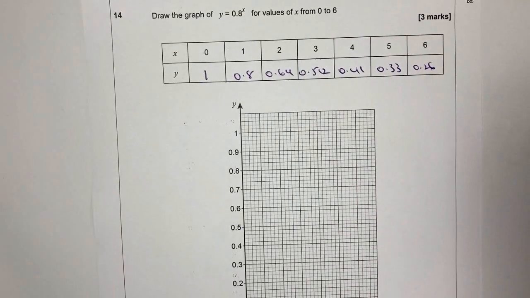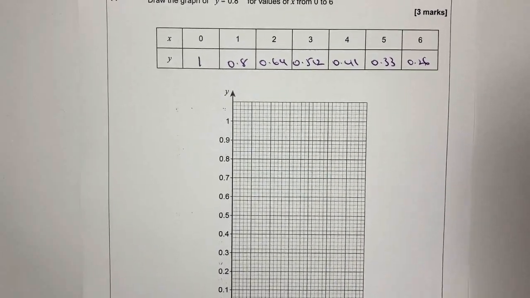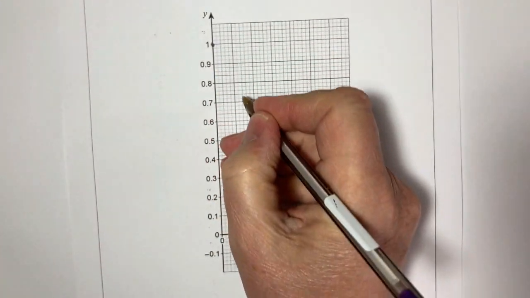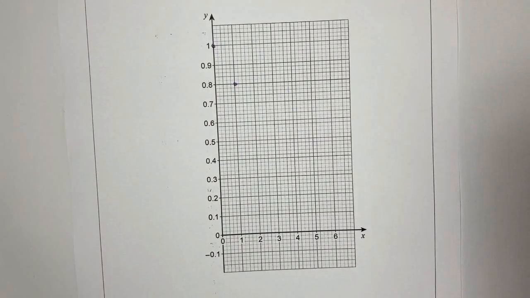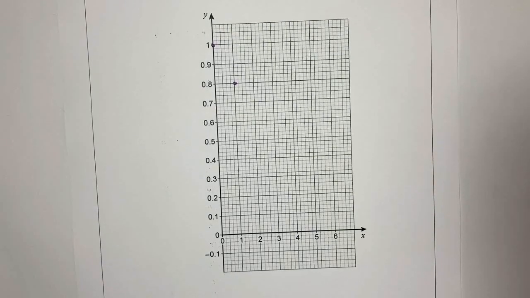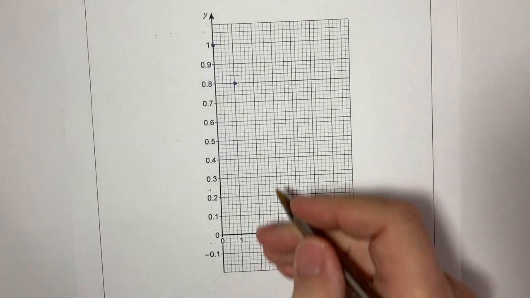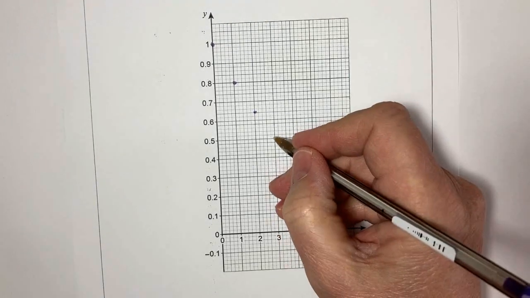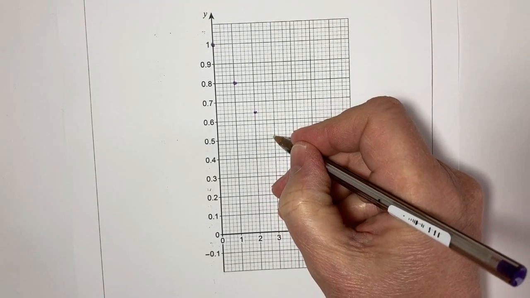Okay, so hopefully that'll give you sufficient to be able to plot it on this particular graph. Now, as you've noted from my previous question, my drawing prowess isn't particularly good, but hopefully this will give you some idea. Okay, so I'm okay with that one, and I'm okay with that one. The rest of it is probably going to go a little bit astray, but we'll give it our best shot. So 2 and 0.64 is going to be there. 3 and 0.512 is going to be roughly about there.